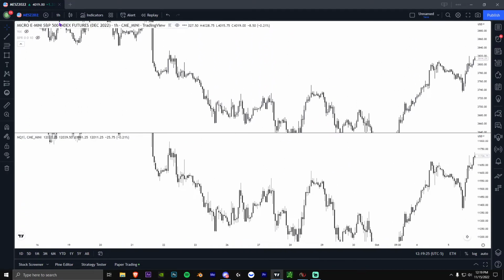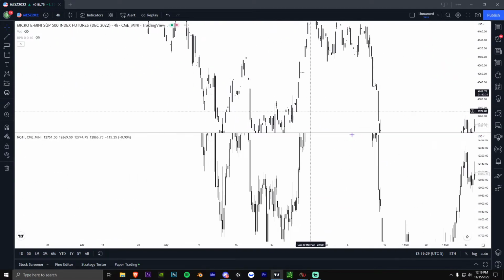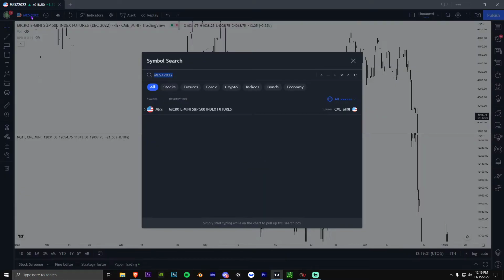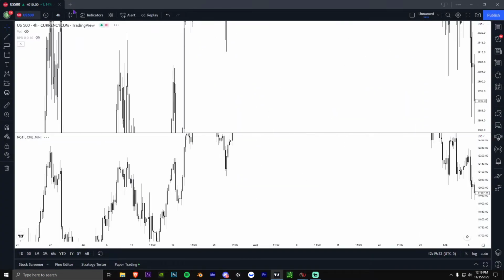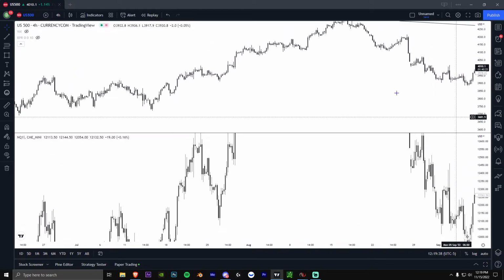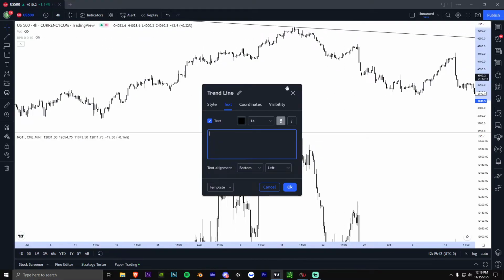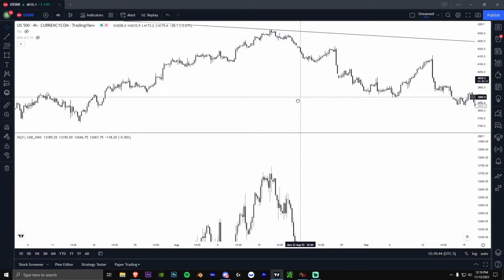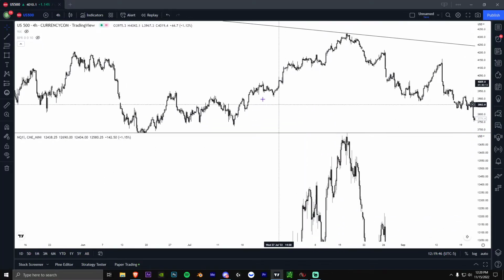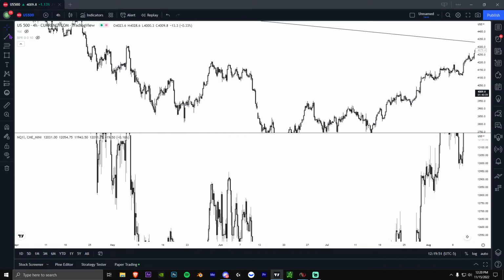Okay, so I'm going to go to the 4-hour real quick. This is going to be the last example I show you guys. And let me go to US 500. Okay, so we have this giant trend line right there. So right here, we take out the high in this one, but on ES we don't.